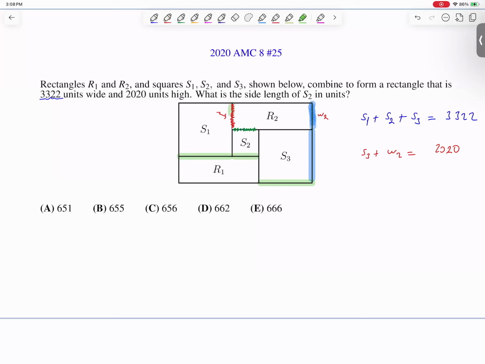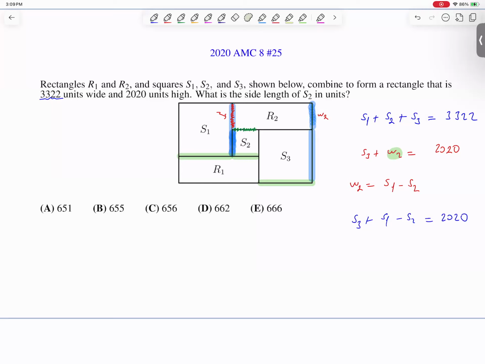The side length of the first square, which is this one, if we subtract the side length of the second square, we get W2. W2, the width of this second rectangle, is equal to S1 minus S2. Now, if we substitute this value here, we have S3 plus, instead of W2, I am writing S1 minus S2, which is equal to 2020.